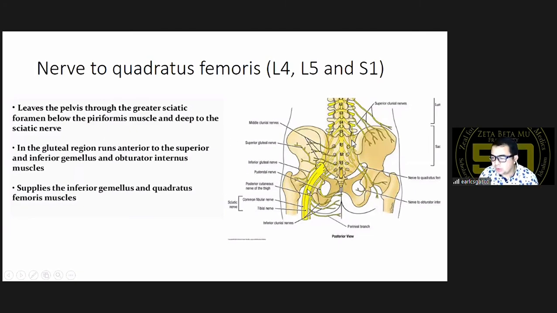Also, you don't see it here. On this side, take a look. It isn't here. You actually have to remove the sciatic nerve to see this one. The quadratus femoris is here, below, deep here. Nerve to the quadratus femoris. In the gluteal region, it runs anterior to the superior and inferior gemellus and the obturator internus muscle, supplying the inferior gemellus and quadratus femoris muscles.